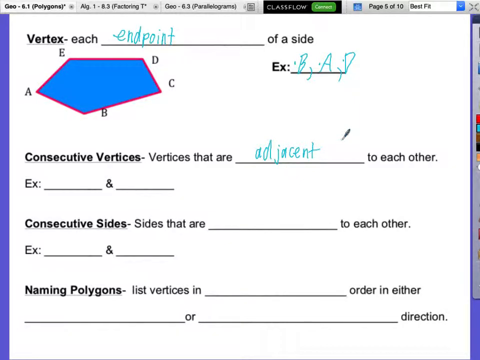So like example A and example E. So point A and point E. I'll slow down a second. Okay, so Nathan said point A and point E, vertex A and vertex E, those would be consecutive because they're adjacent, right next to each other. Okay? And Marley, point D and C would be another example.